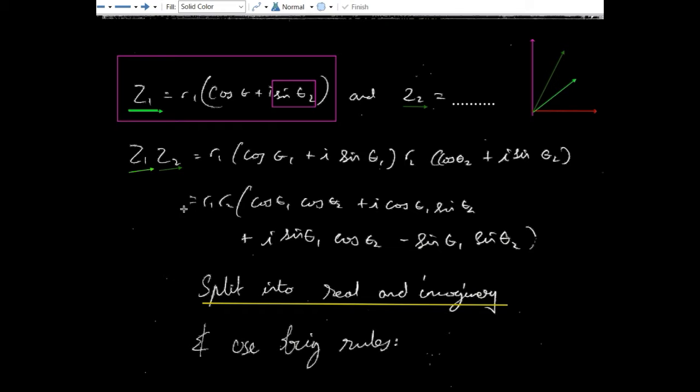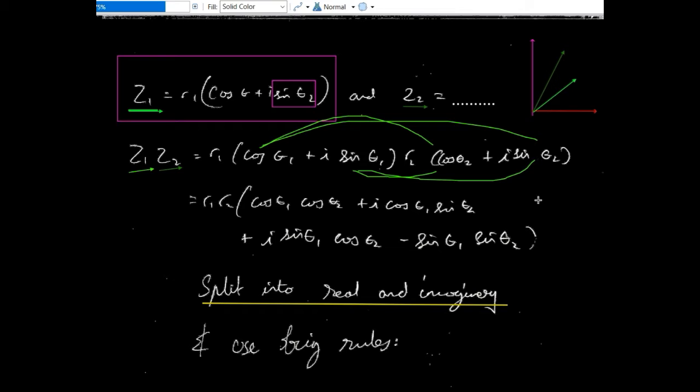If I then do r1 times r2, all I have done is to move this r2 to this point in here. If I was to do that, then I'd have them in the front, and I can start multiplying out this top part. So cos θ1 times cos θ2, of course. Then we'd have cos θ1 times i sin θ2. We'd have i sin θ1 times cos θ2, and i sin θ1 times i sin θ2.